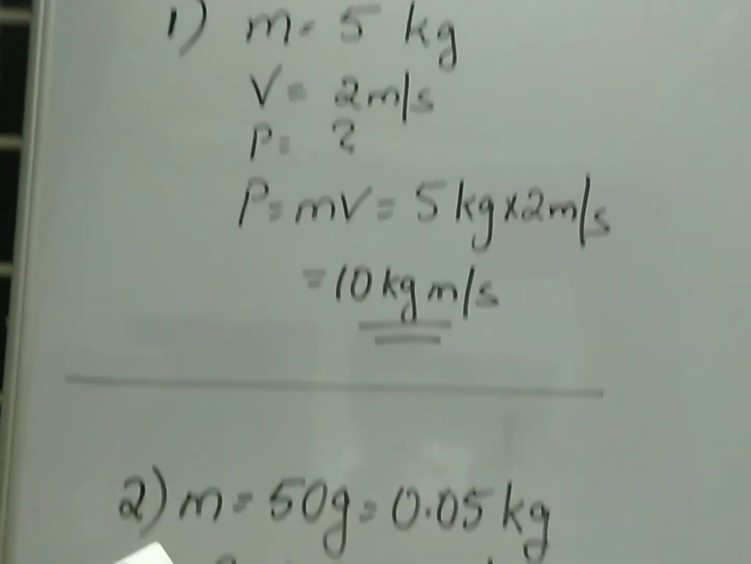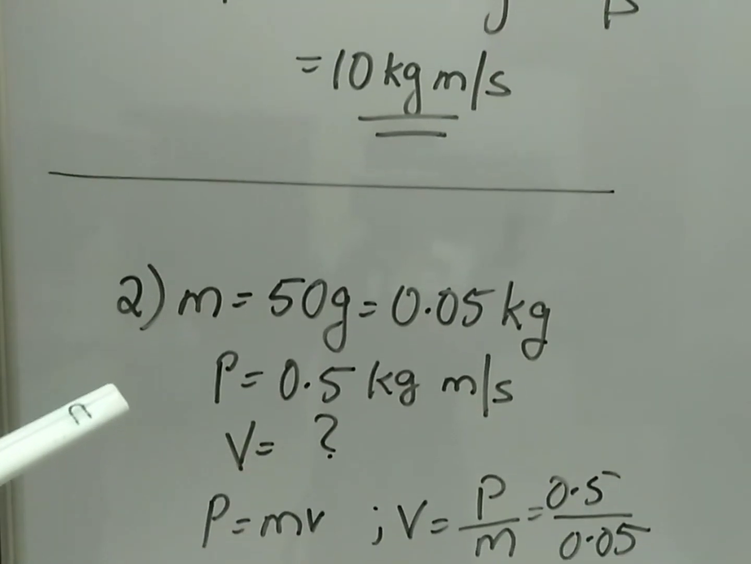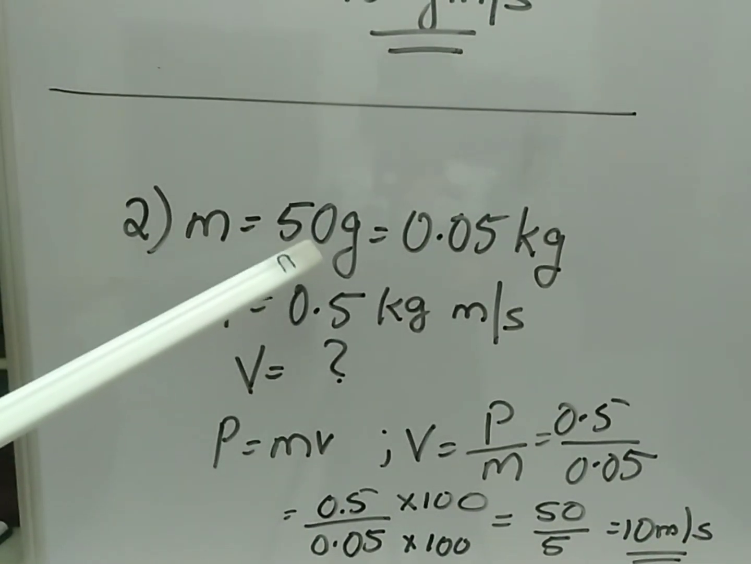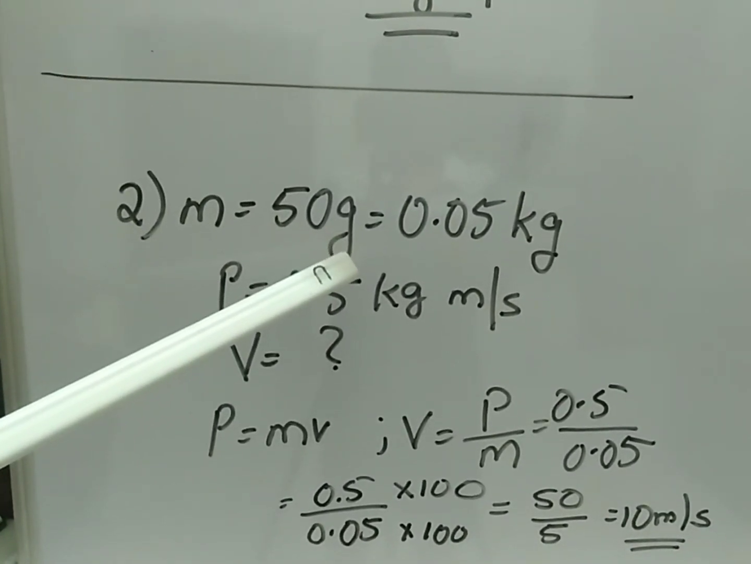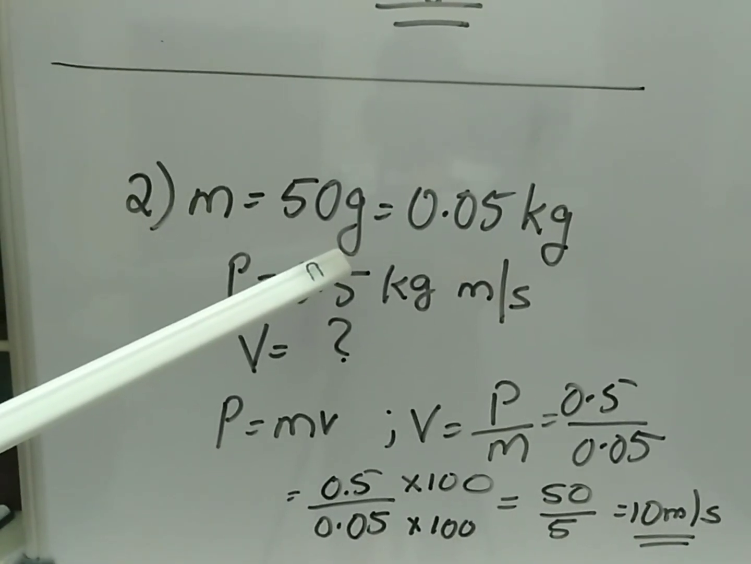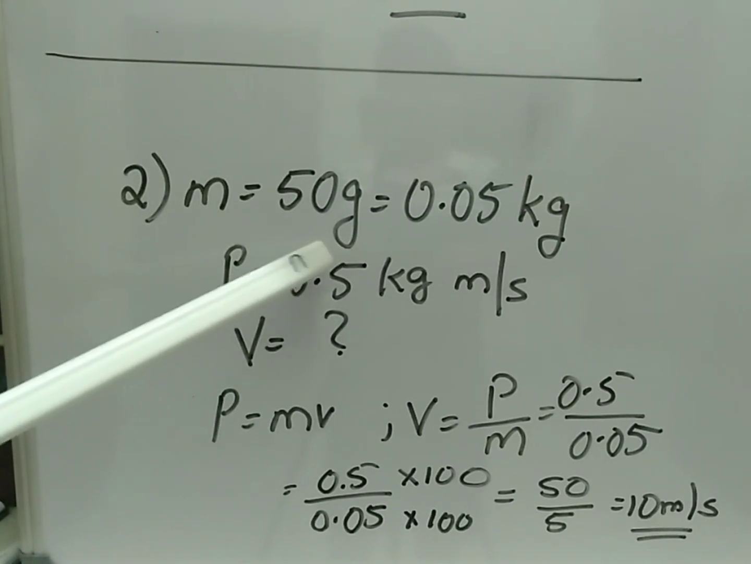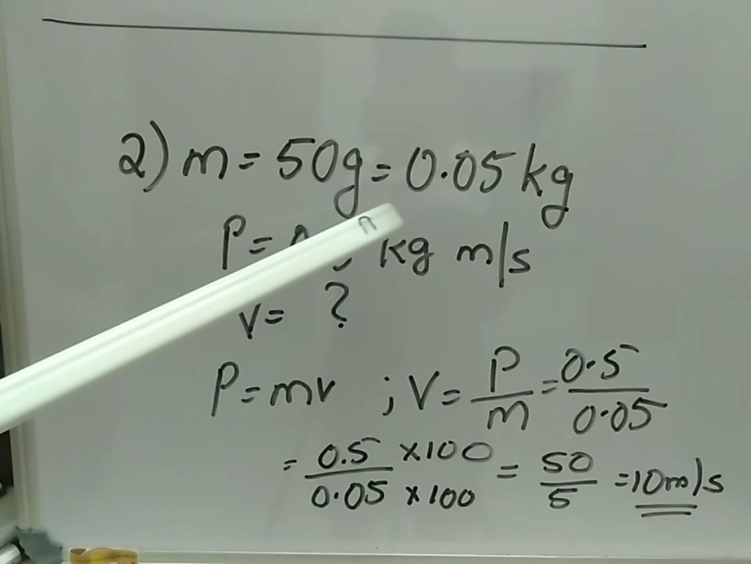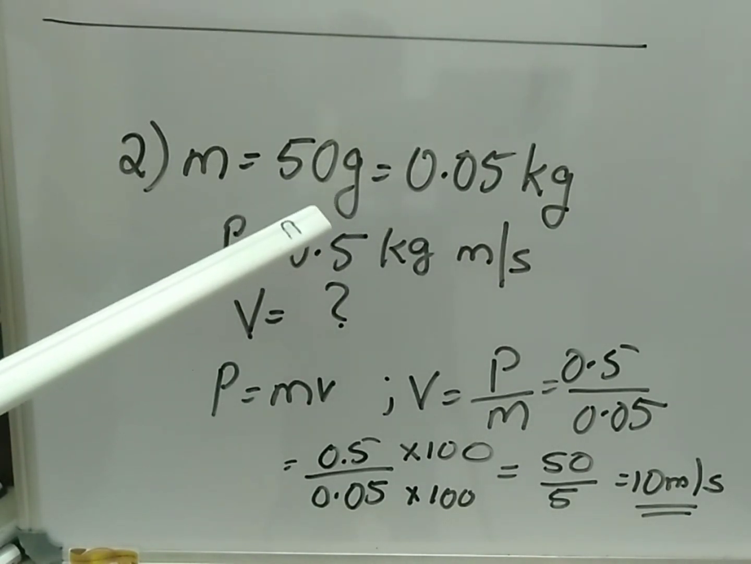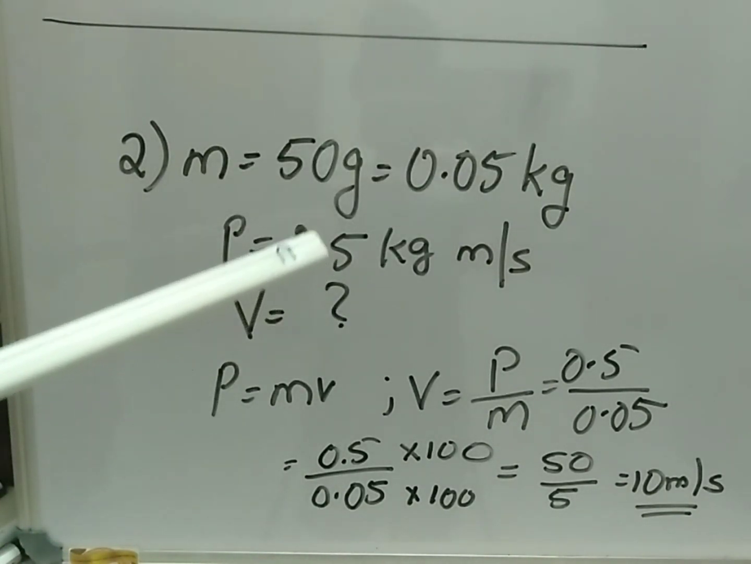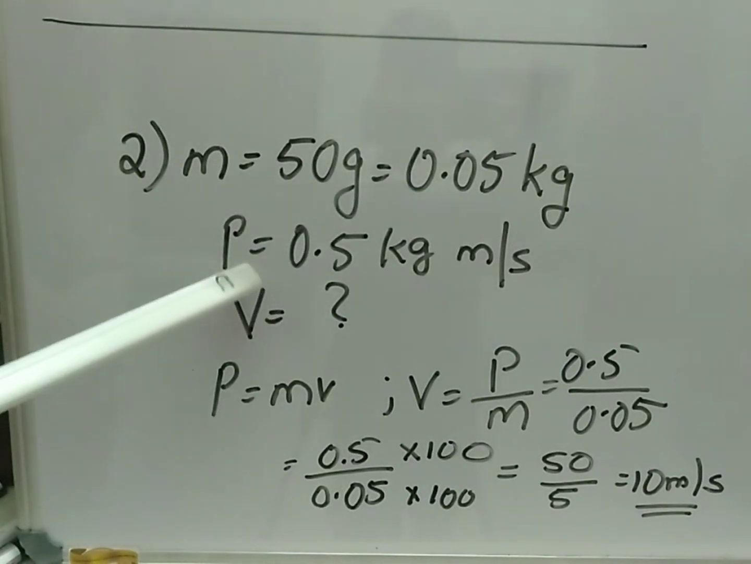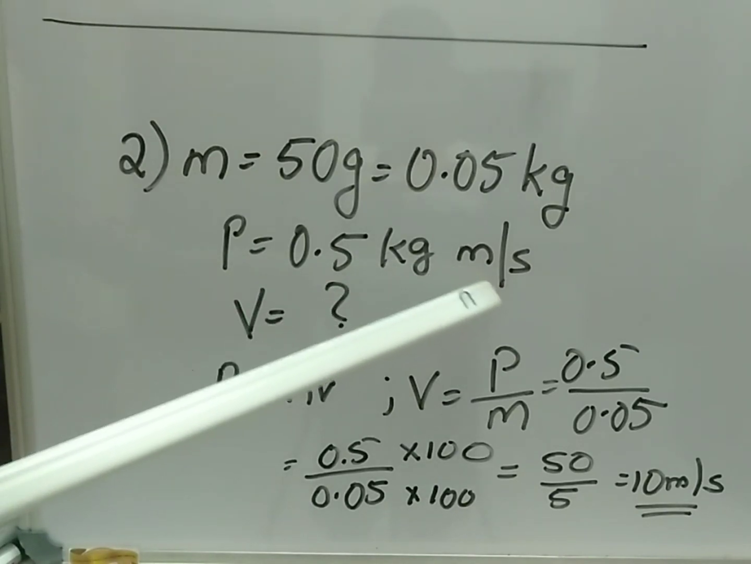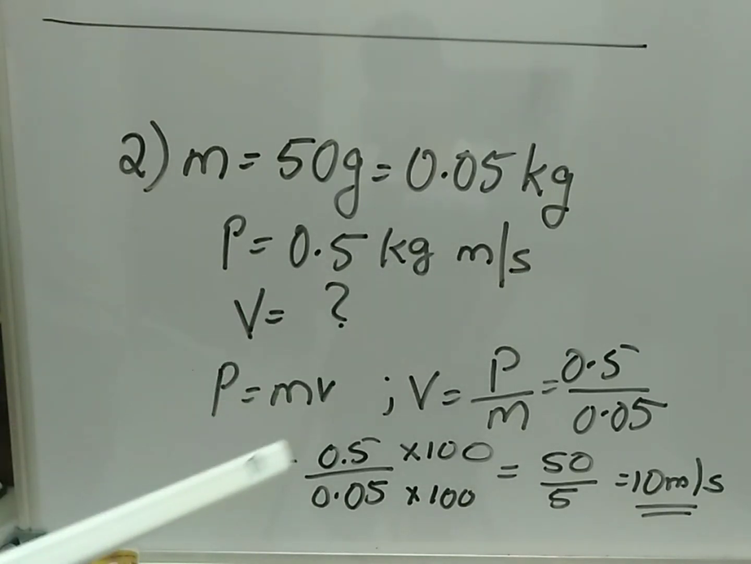Question number 2. The linear momentum of a ball of mass 50 gram. Mass is given 50 gram. Gram means it is not the SI unit. We have to convert it into SI unit. So 50 gram is 0.05 kilogram. That is divided by 1000. From conversion from gram to kilogram, just divide by 1000. Have the linear momentum P is equal to 0.5 kilogram meter per second.